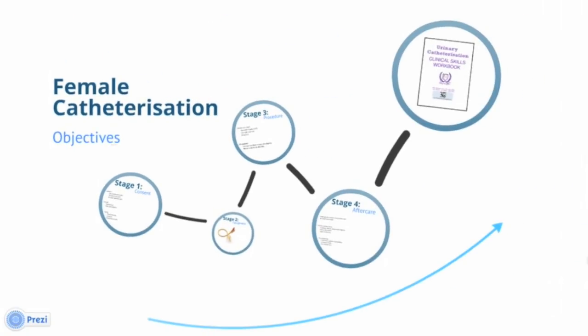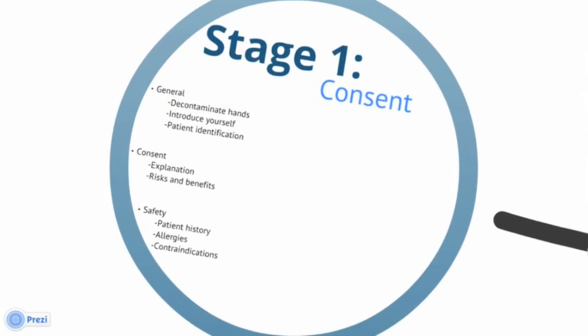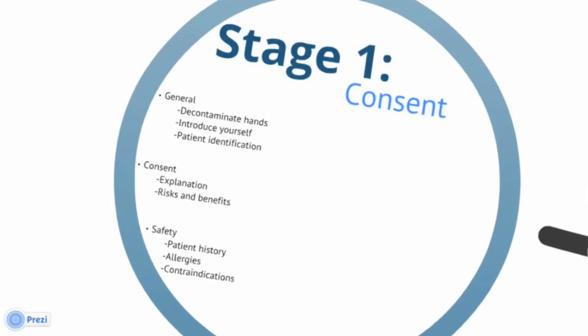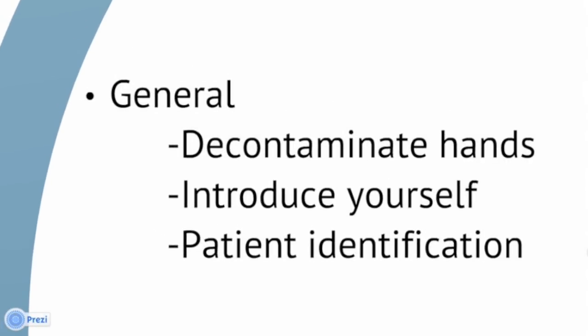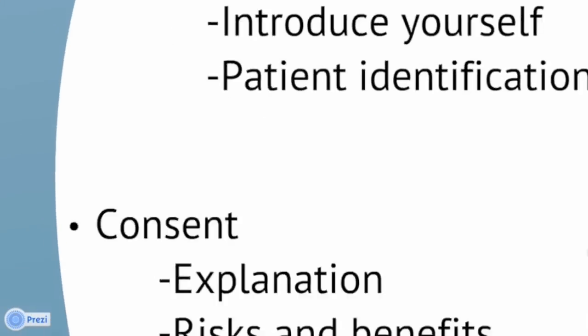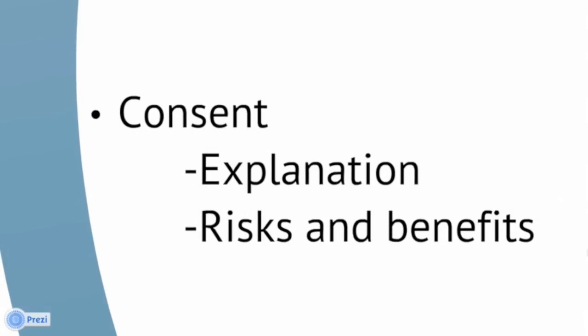To aid you in your learning, we will be breaking this process down into four separate stages. Stage 1 involves obtaining consent from the patient. When you enter the patient environment, you must decontaminate your hands, introduce yourself, and identify the patient using name, date of birth, and hospital number. This should be done by checking the patient wristband against an official hospital document, such as the patient's notes. Once you have done this, move on to gaining informed consent.